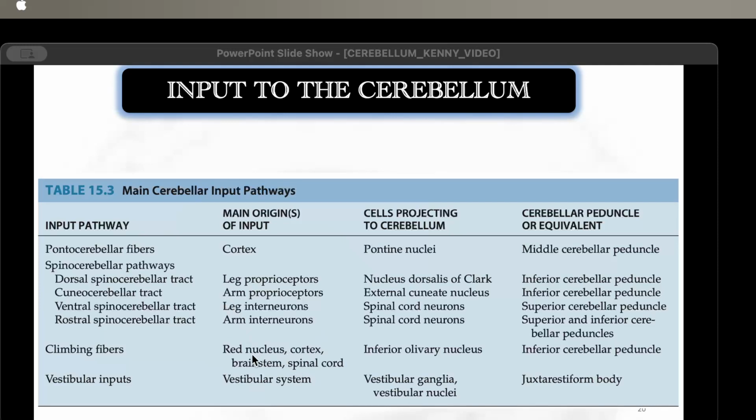But we also have the input from the red nucleus. We have the climbing fibers, and the climbing fibers will take the information from the red nucleus, the cortex, brainstem, and the spinal cord, but they all go through the middle or inferior cerebellar peduncle to get into the cerebellum. And lastly, we can have inputs from the vestibular system, the vestibular system that helps to control balance and posture.